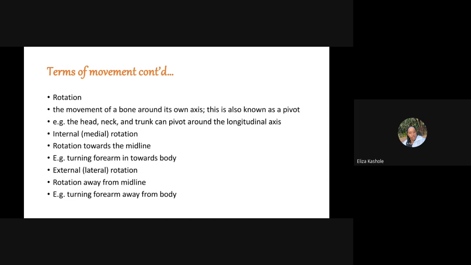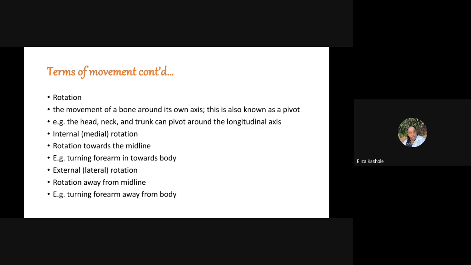Then you have rotation. This simply means movement of a bone around its own axis. This is also known as a pivot. For example, the head, the neck and the trunk can pivot around the longitudinal axis. Then you have internal or medial rotation. This is rotation towards the midline.